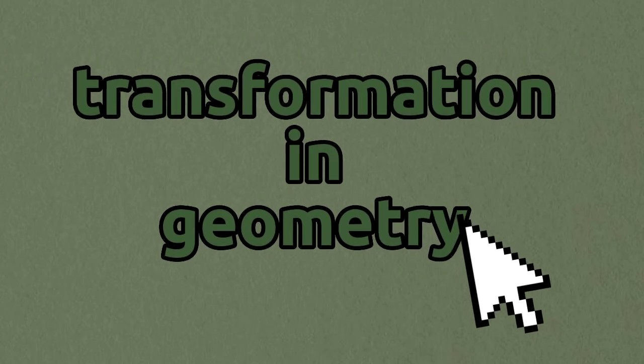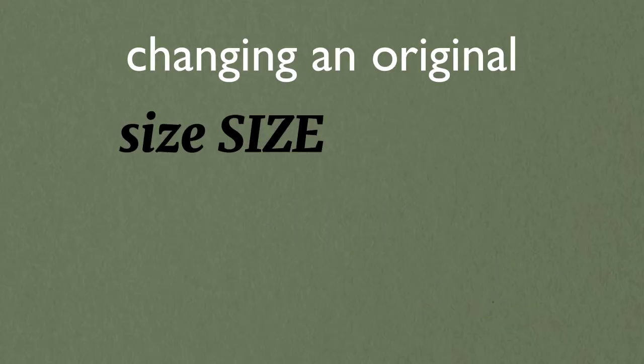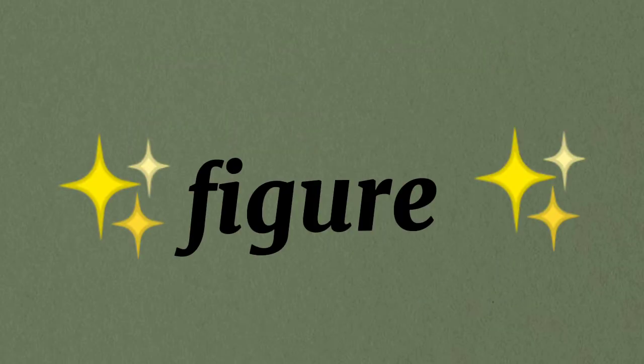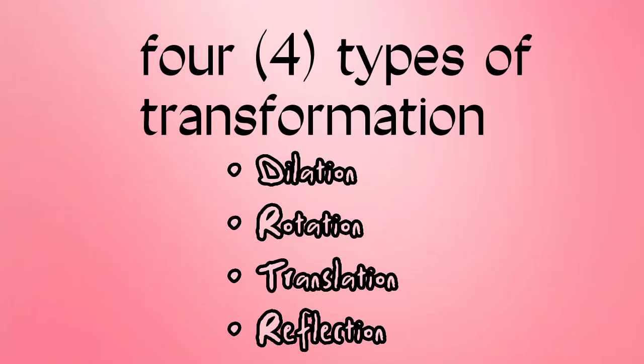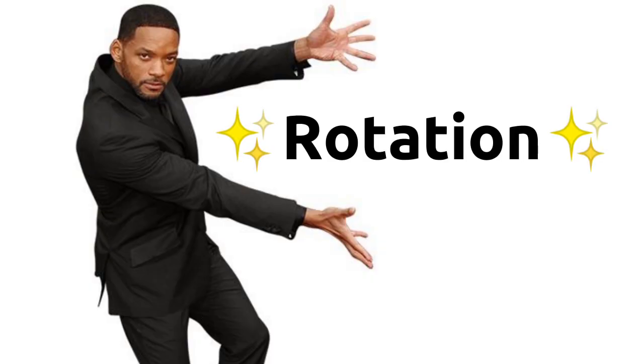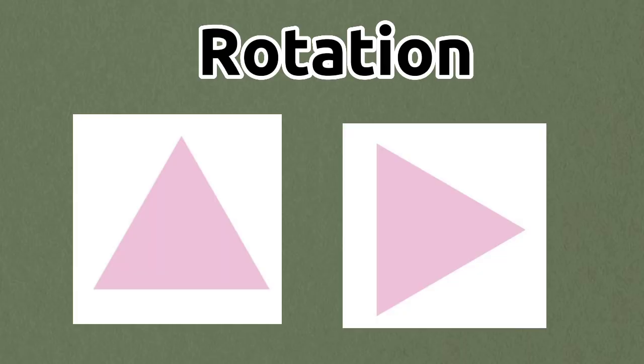Transformations in geometry. Basically, what they are is changing an original size, shape, or position of a figure to create a new image. So there are four types of transformations. The first one we have is the dilation. This is when we enlarge or reduce a figure. The second one we have is rotation. This is when we rotate a figure a certain number of degrees around a point.